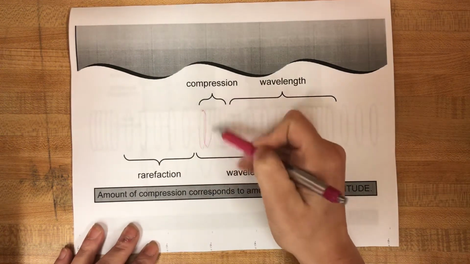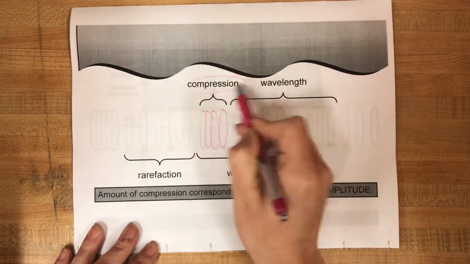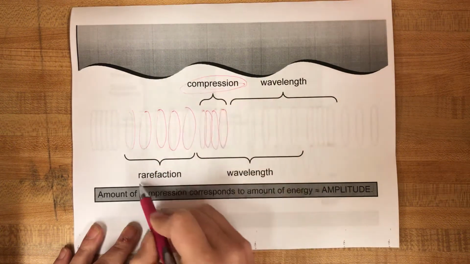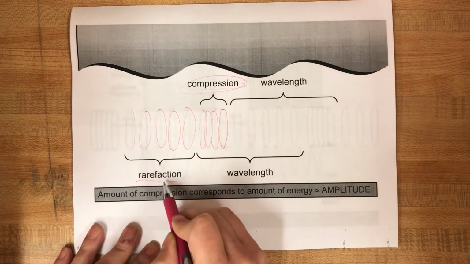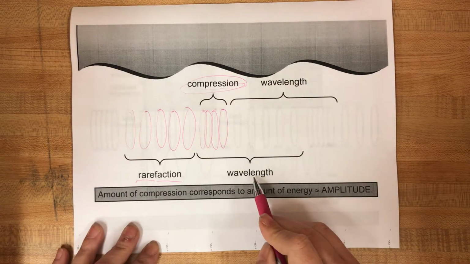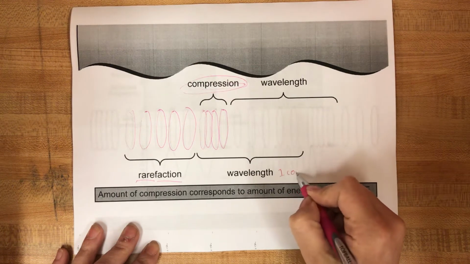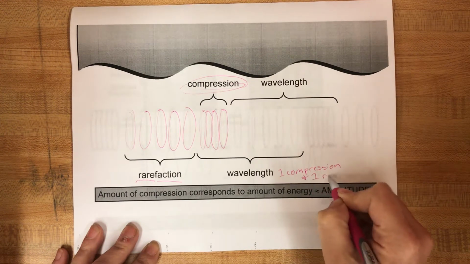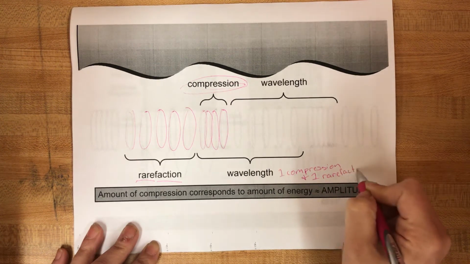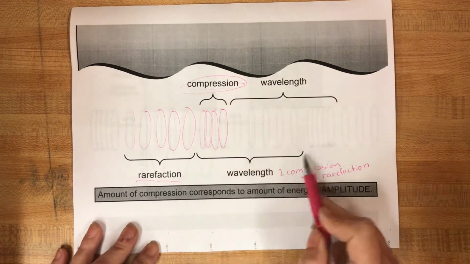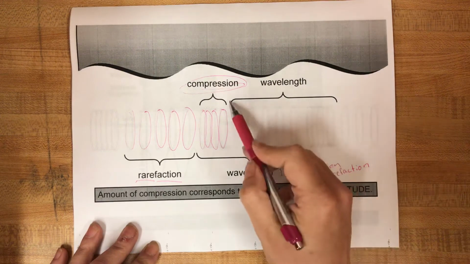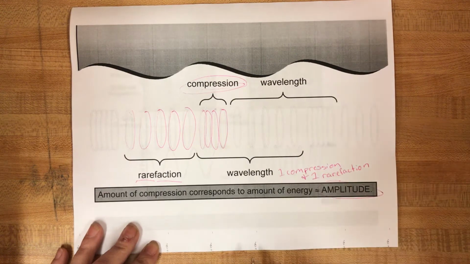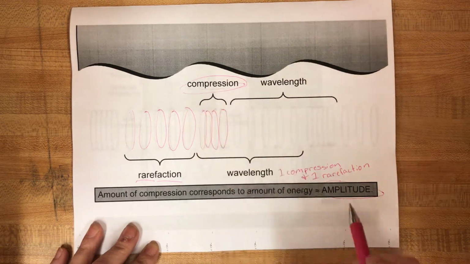Where it's tight together is called a compression. Where it's not tight, where you have space in between, is called a rarefaction. The wavelength just includes one compression and one rarefaction. So the length of one compression and one rarefaction is called a wavelength. It can be from here to here, or from there to there. Now, the amount of compression corresponds to the amplitude. It's the same thing. So this amount of one compression is called its amplitude.